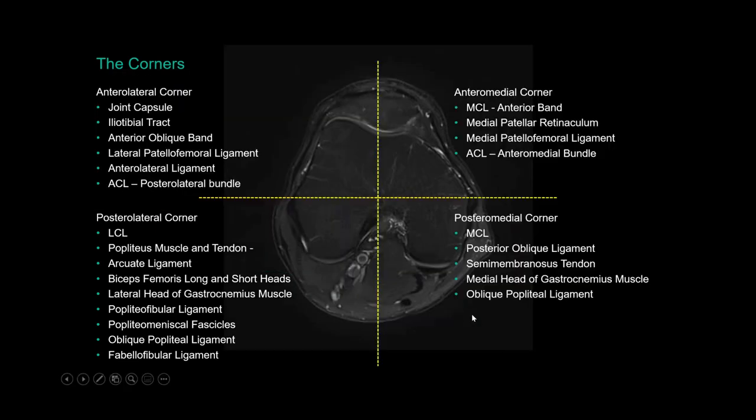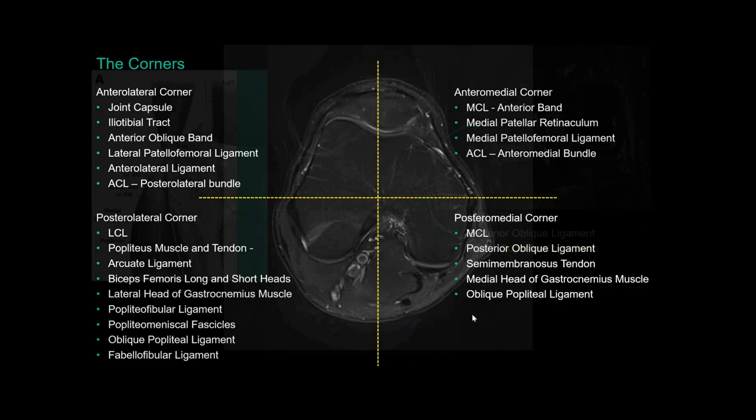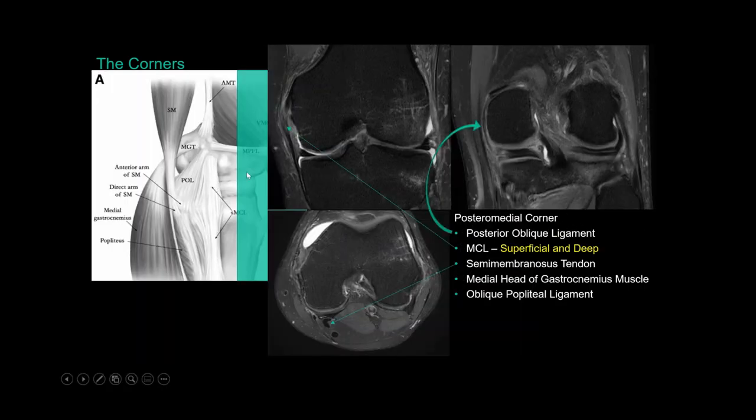Next, we'll go to the posterior medial corner. On this graphic, you can see the posterior oblique ligament, which is a component of the medial collateral ligament. You have superficial and deep sections of the medial collateral ligament, but here you can see that the MCL is actually disrupted on this nice graphic. You have the semimembranosus tendon, as well as the medial head of the gastrocnemius muscle.